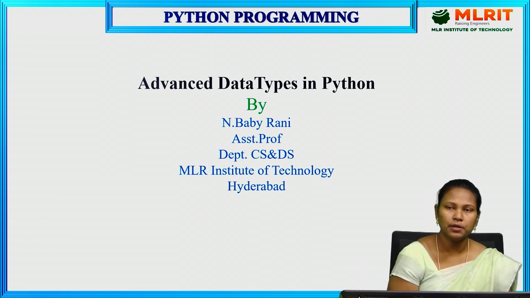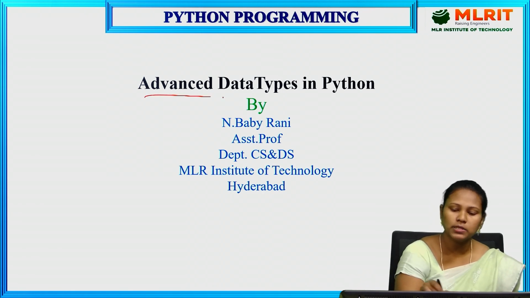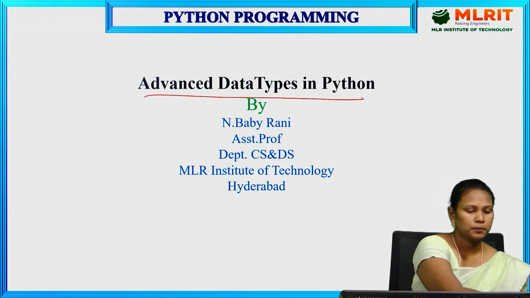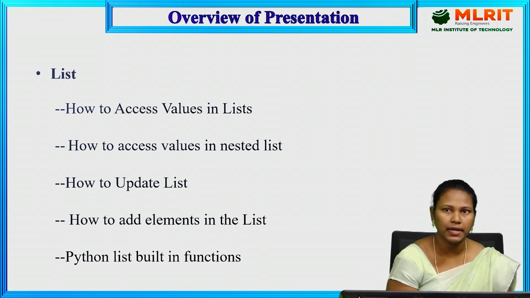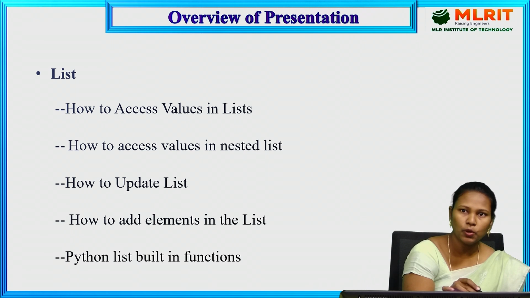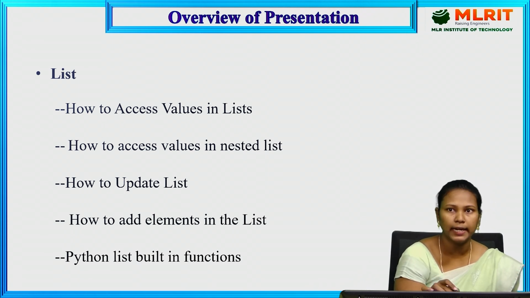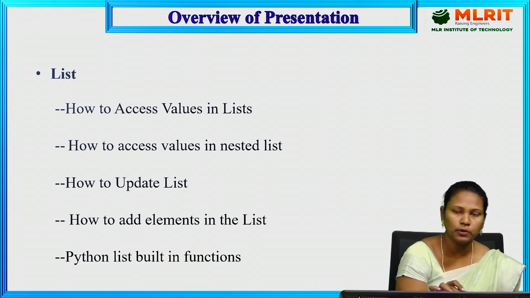In today's session, I am going to discuss advanced data types in Python. So we basically have different data types: integer, float, character, string. Python does not support the character, but in Python we also have different advanced data types. So Python supports these data types.